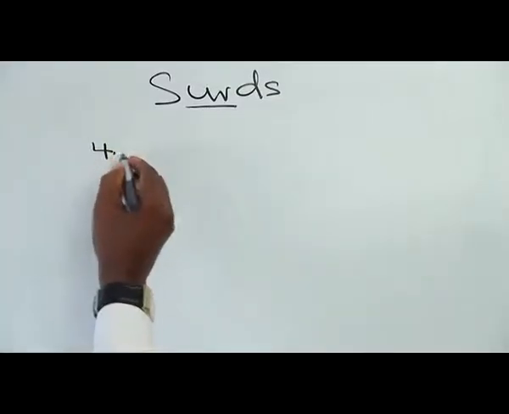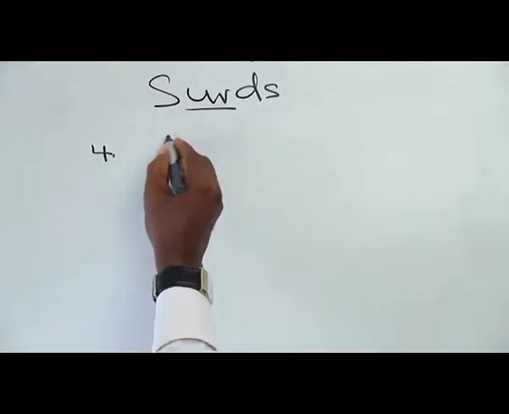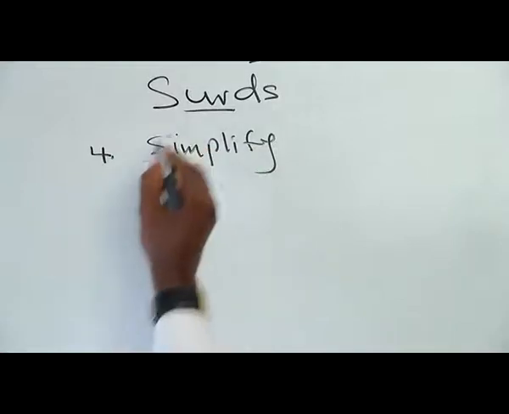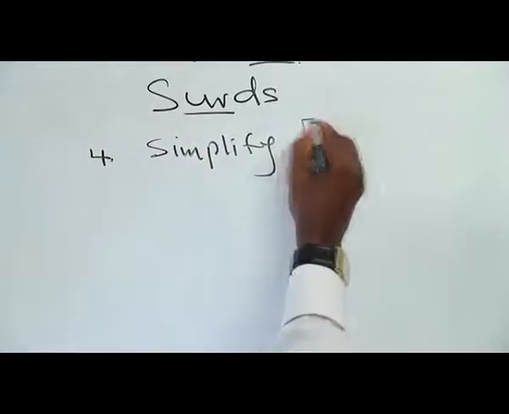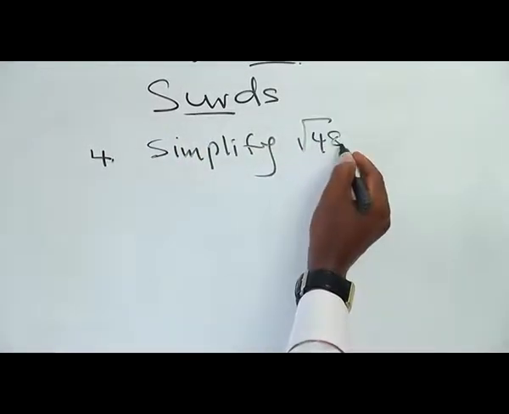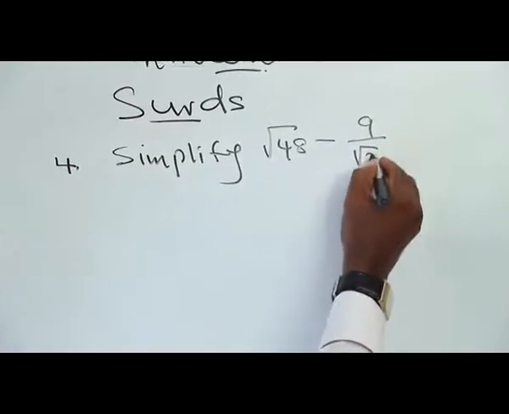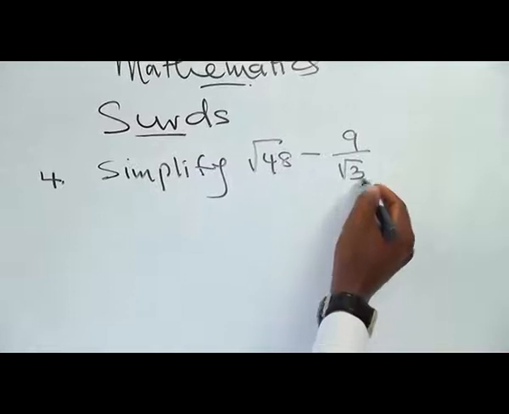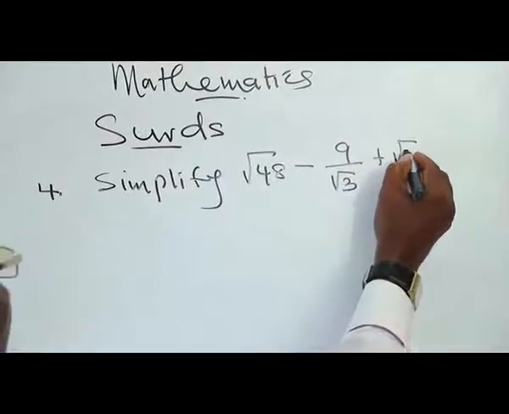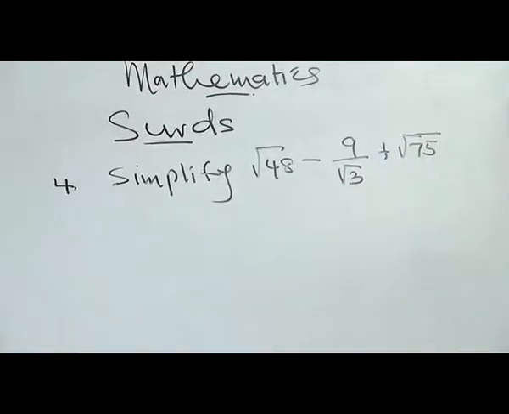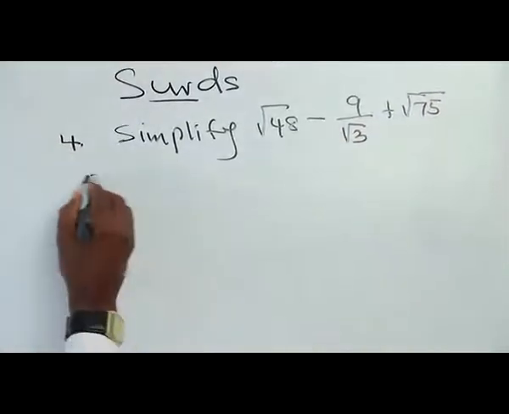Example 4. Simplify the root of 48 minus 9 all over the root of 3 plus the root of 75. They are asked to simplify this. Alright, your solution.